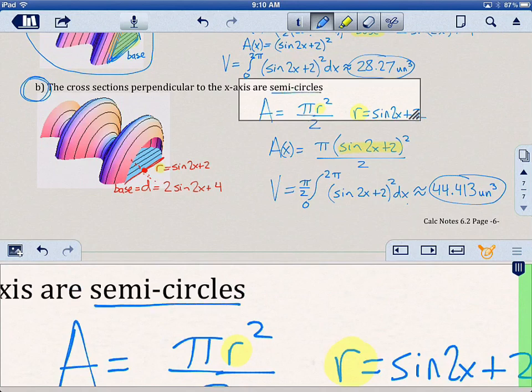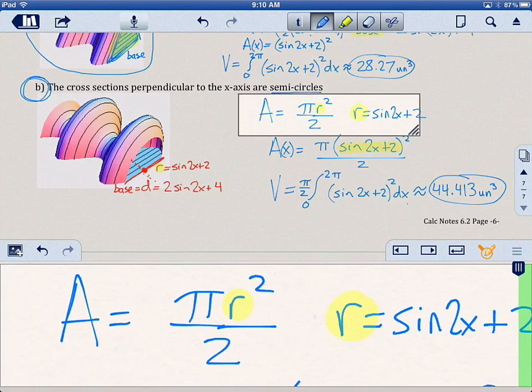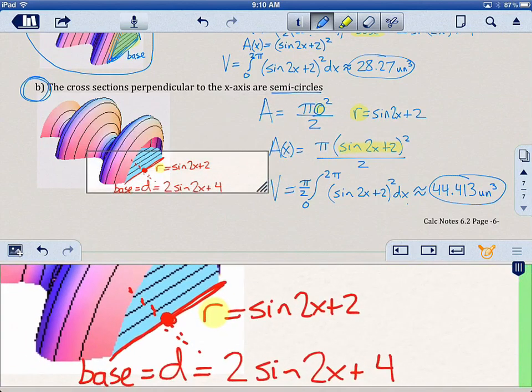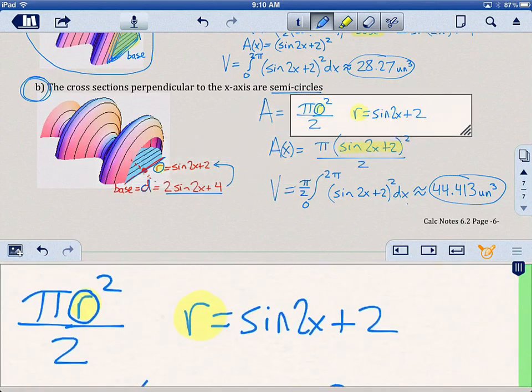Since the cross sections are semicircles, basically the area of a semicircle is pi r squared over 2. And so our goal now is just to find that value of r. And so if we look over here, we knew the entire base of this is the diameter of the circle. And we already determined that that was 2 sine 2x plus 4. And so if we want just the radius, all we have to do is cut this in half, and so we get sine 2x plus 2. So now that we know the radius is sine 2x plus 2, we simply substitute this in right here.